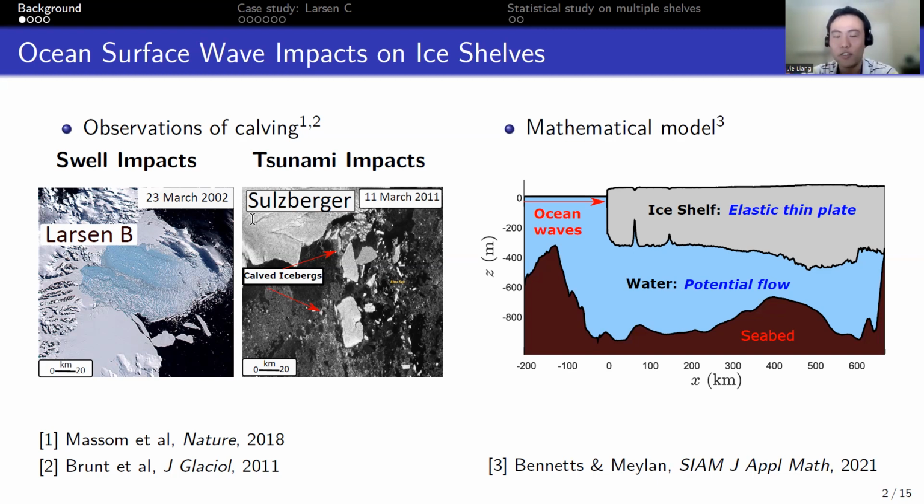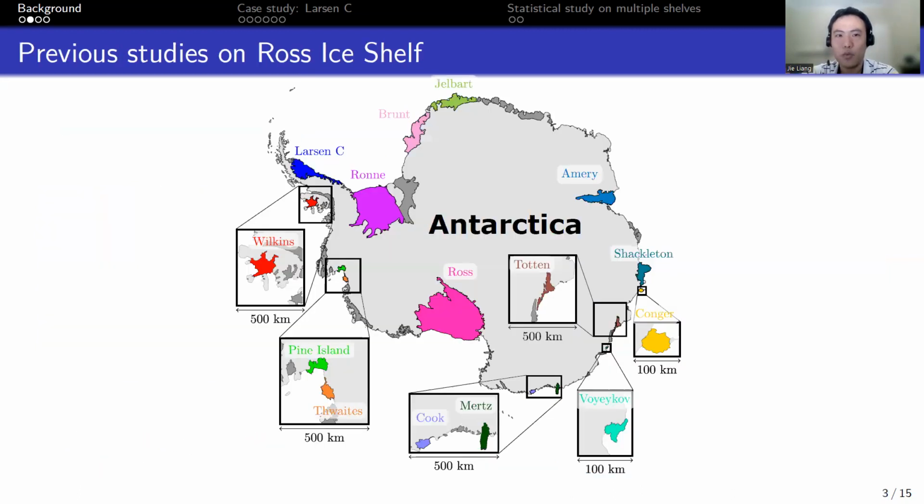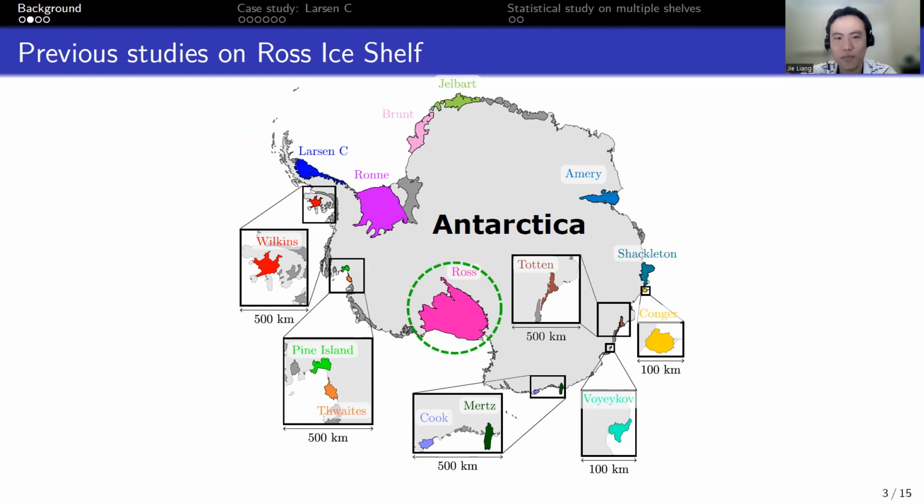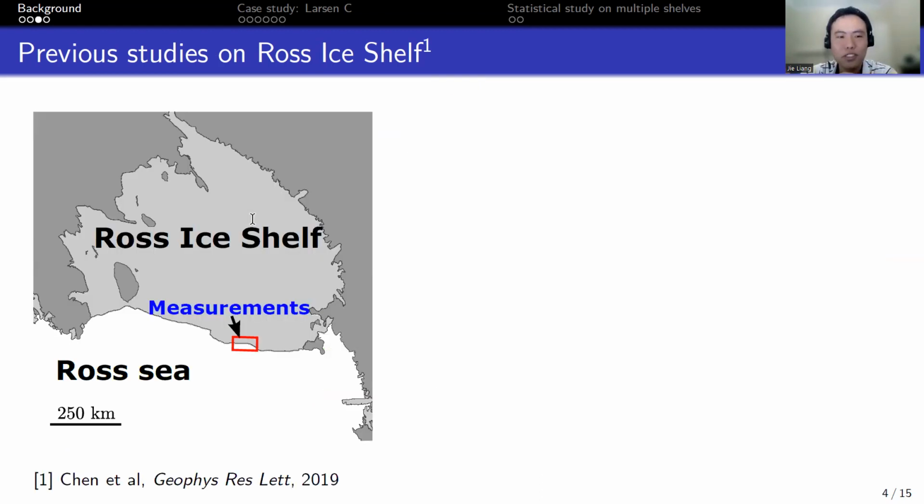First I want to begin with that. Just to be clear, where is Antarctica? This is a map of Antarctica, and you can see a lot of ice shelves around the coastline. The Ross ice shelf is the one studied most because it is one of the largest in area around Antarctica. The Ross ice shelf is right around here.